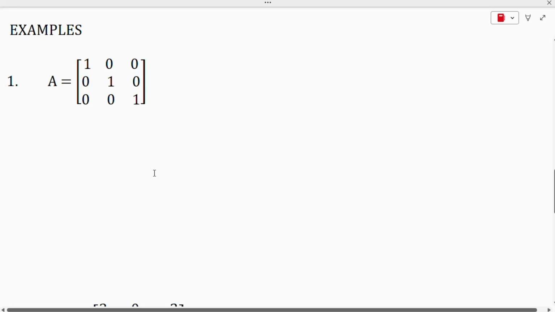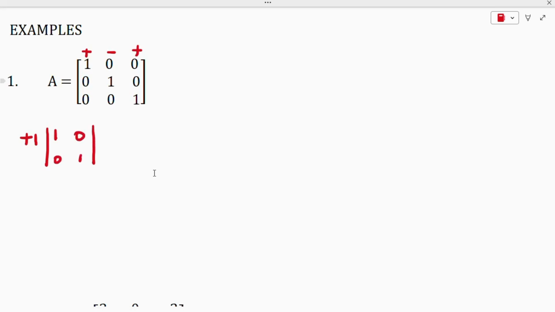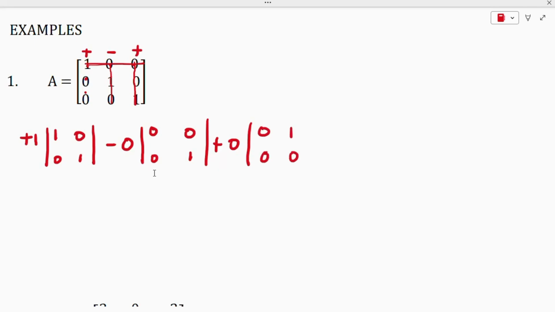So we have the signs plus, minus, and what? Plus. So from here we have plus 1 into, so the row and column that belong to 1 are out, so we have 1 0 0 1 left. So we go to the next one, which is minus 0 into, so the whole of this column is out and the whole of this row is out, so we have 0 0 0 1. Plus 0 into, which implies that this is out and this is out, so we have 0 1 0 0 left.